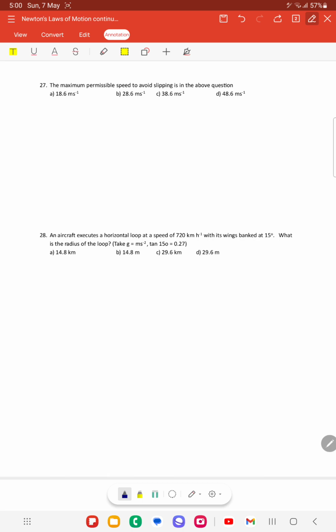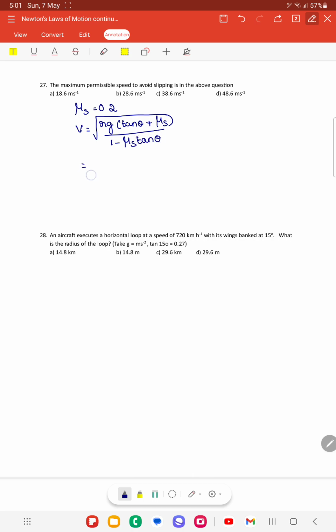Question number 27. The maximum permissible speed to avoid slipping in the above question. So when we have to avoid slipping, then we have to consider the frictional force. They have given the coefficient of friction is 0.2. So the maximum permissible speed without slipping, when we consider the frictional force, is nothing but v is equal to square root of Rg tan theta plus mu s divided by 1 minus mu s tan theta.